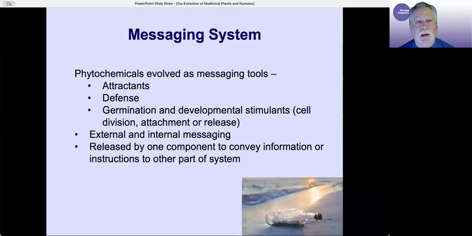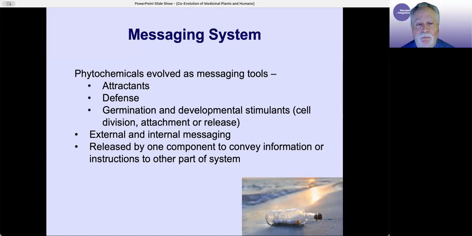And most of these secondary metabolites can fall under the larger heading of a messaging system. Right? These are tools that in plants attract, they defend, or they're involved in signals to germinate or to develop. These might be for cell division, or it might be for something like mycorrhizal fungi, which are fungi that have a relationship with plant roots, exchanging access to particular mineral groups that are beyond the reach of the plant's root system. And what it gets in return are sugars from the plant.